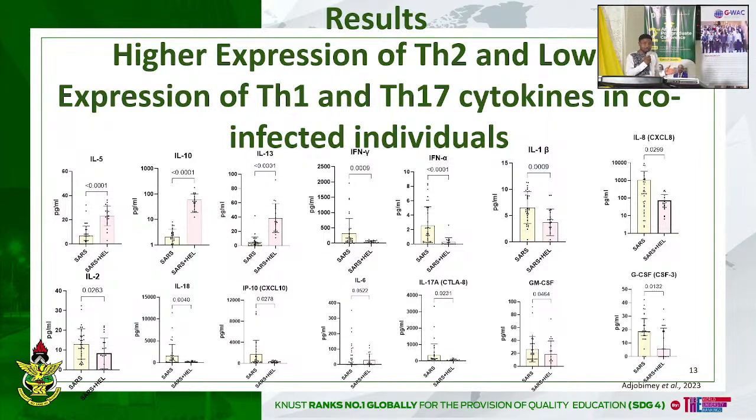cytokines. However, individuals who were infected only with SARS-CoV-2 tend to have more of the Th1 and the Th17 pro-inflammatory cytokines, more specifically interferon gamma, IL-1 beta, IL-8, IL-2, IL-18, IP-10, IL-6, and IL-17A.